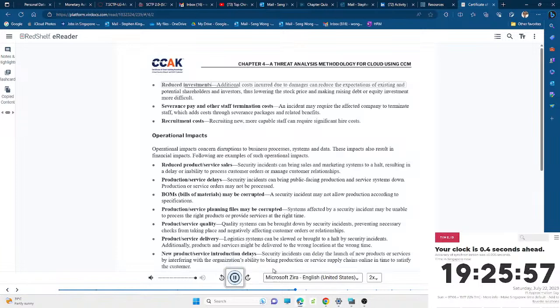Reduced investments. Additional costs incurred due to damages can reduce the expectations of existing and potential shareholders and investors, thus lowering the stock price and making raising debt or equity investment more difficult. Severance pay and other staff termination costs. An incident may require the affected company to terminate staff, which adds costs through severance packages and related benefits.